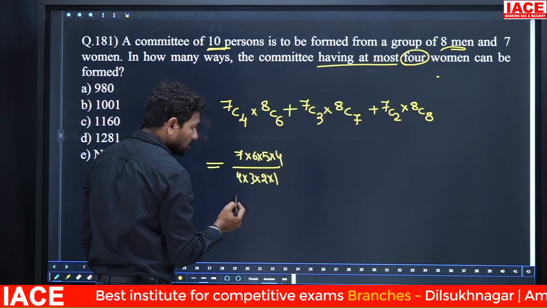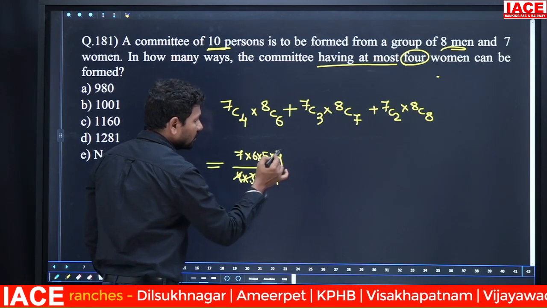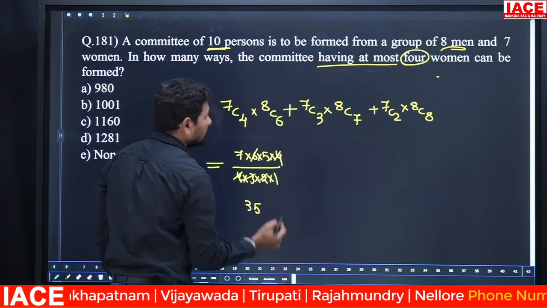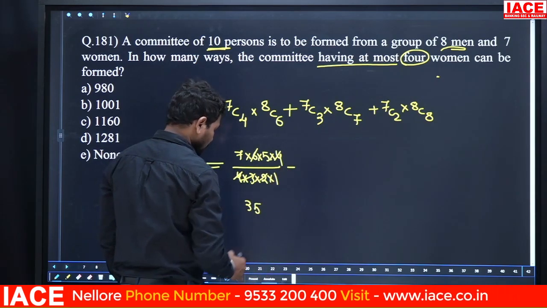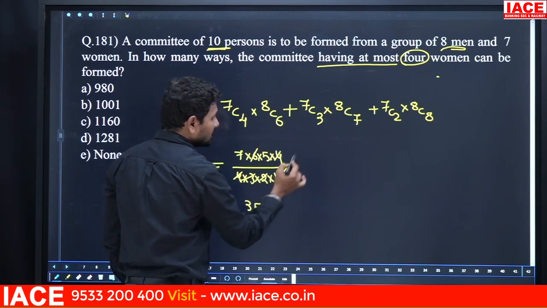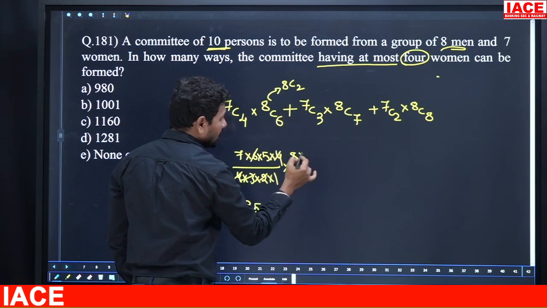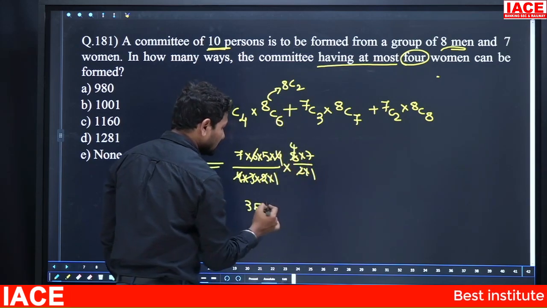4 3s are 12, 12 2s are 24. 4 6s are also 24. 7 5s, what is the value? 35. Plus 7C3, and before that we can write into 8C6 also. 8C6 is always equal to 8C2. 8 into 7 by 2 into 1. 2 4s are 8, 4 times 7 is 28.